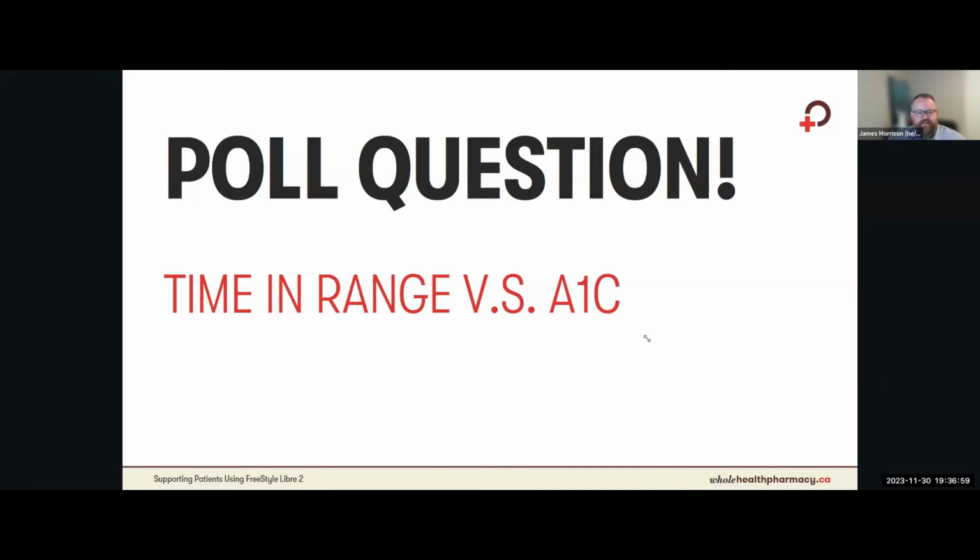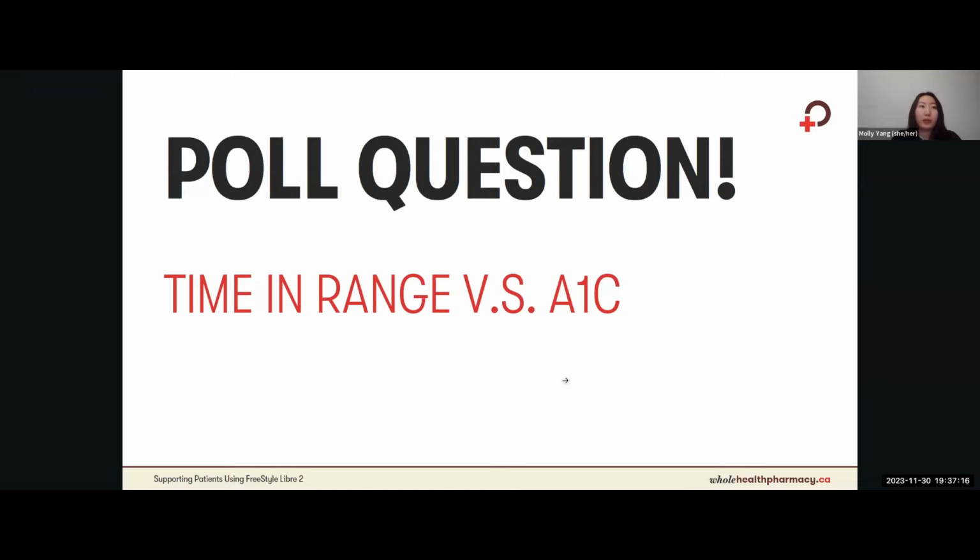You might need to scroll down to see the second question, folks. Yes, so answer the first one, and then get to the second one. So the options are: a given time in range or a change in time in range could correspond to a wide range of possible A1C values.